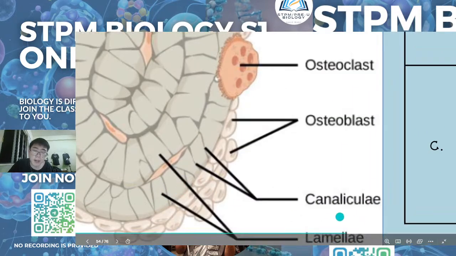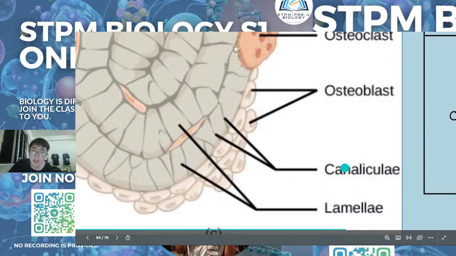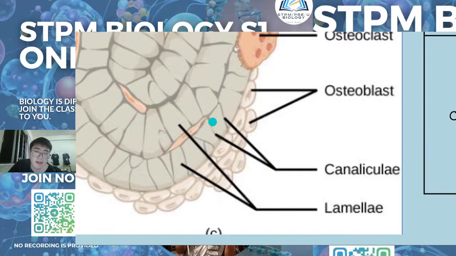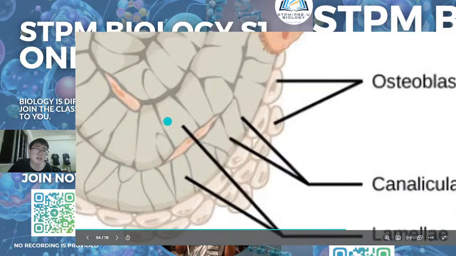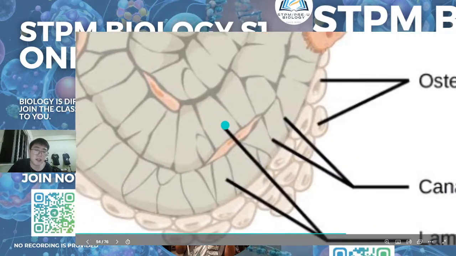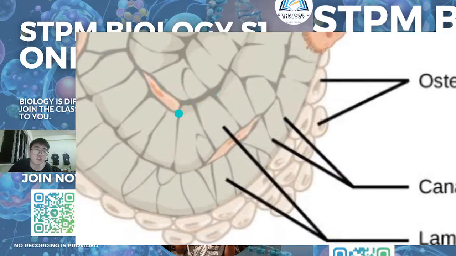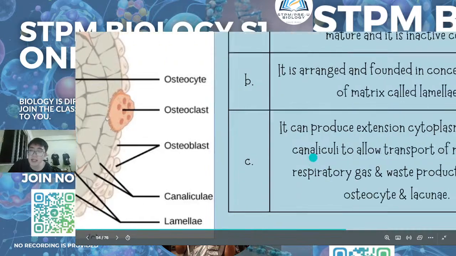So what is the difference between lamella and canaliculi? Canaliculi are the lines here. You look at all these black lines, which we call canaliculi. Lamella is the matrix layer here. All of these rectangular or square shapes, we call lamella.